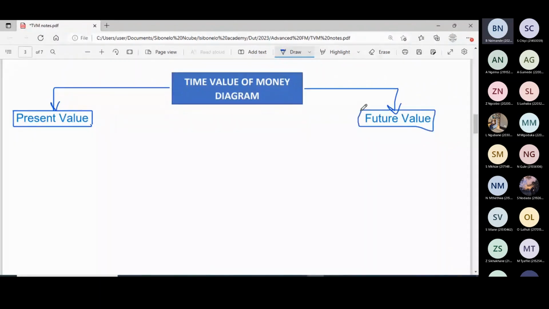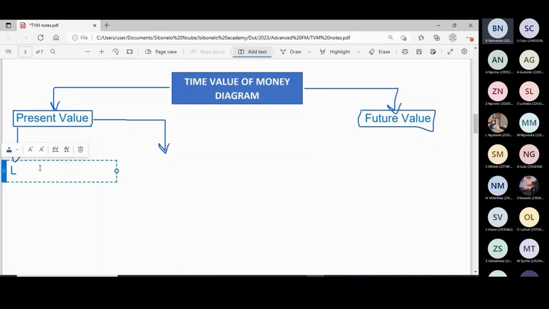Okay, so we've got two concepts that are presented here, the present value and the future value. The present value is divided into two. There is a present value of what we call the lump sum or a single amount, and there is also a present value of what we call the annuity. I will write everything and explain so that you better understand this. So we've got a present value of a lump sum.